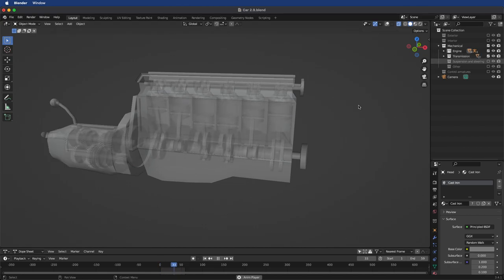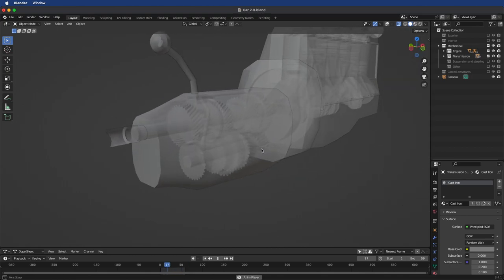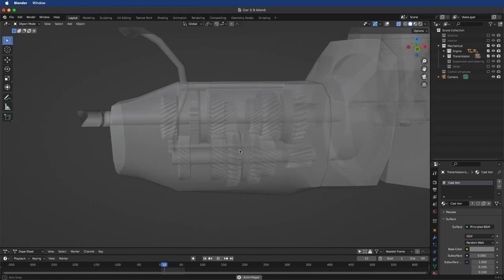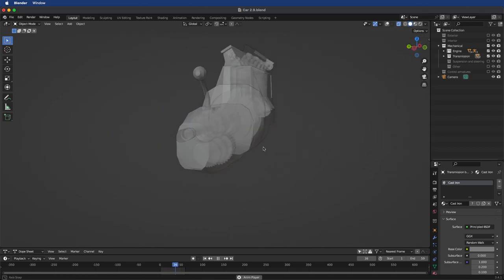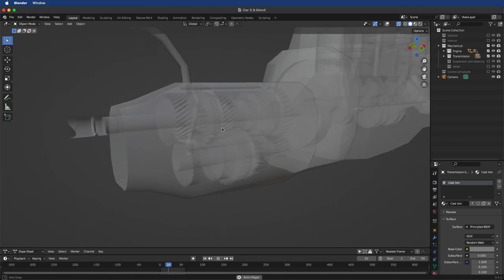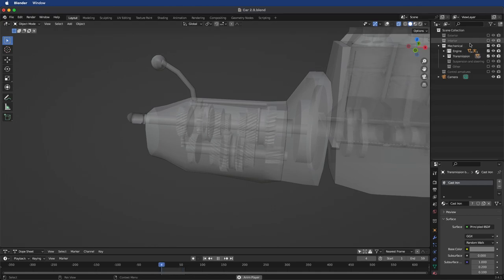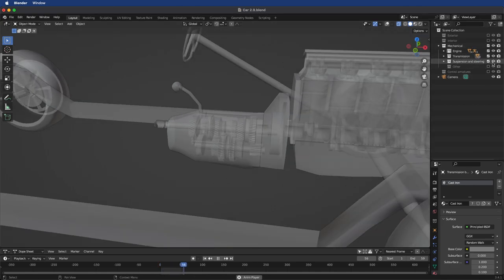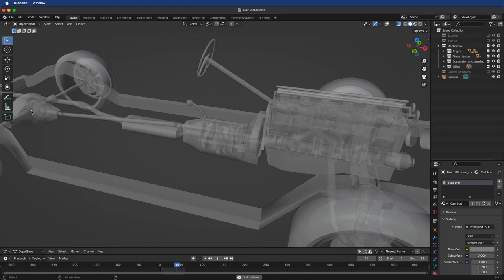And we have the transmission. Not gonna lie, I'm kind of stumped by transmissions. I get the general idea, but I would never want to work on a transmission myself. And I'm glad that there's other people who can do that for me. But I did my best to make a somewhat accurate transmission. And you can see the drive shaft goes out. And then the rear differential here is modeled as well.